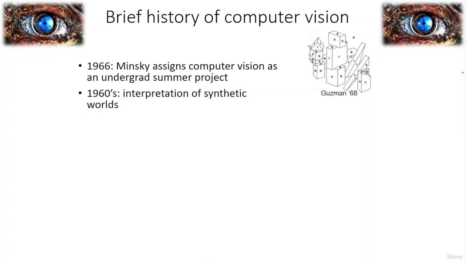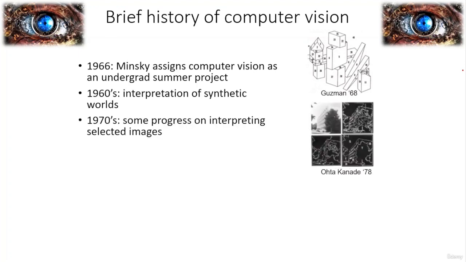Now let's have a look at the brief history of computer vision. In 1966, Marvin Minsky at MIT asked his graduate students to spend the summer linking a camera to a computer and getting the computer to describe what it saw. We now know that the problem is slightly more difficult than that.